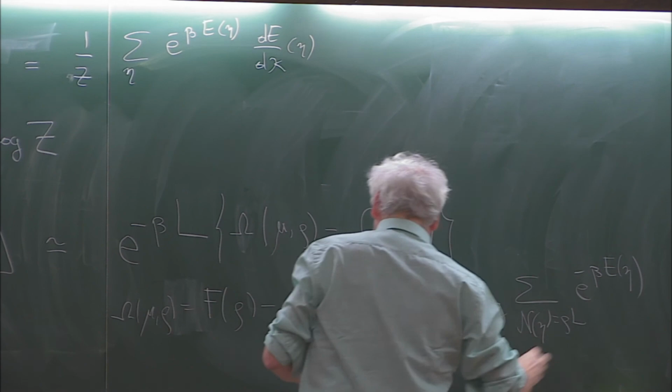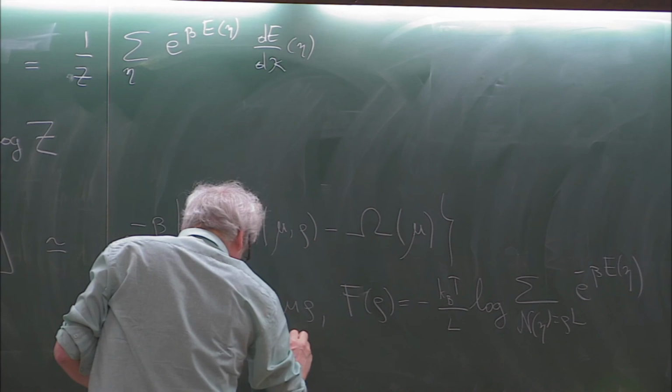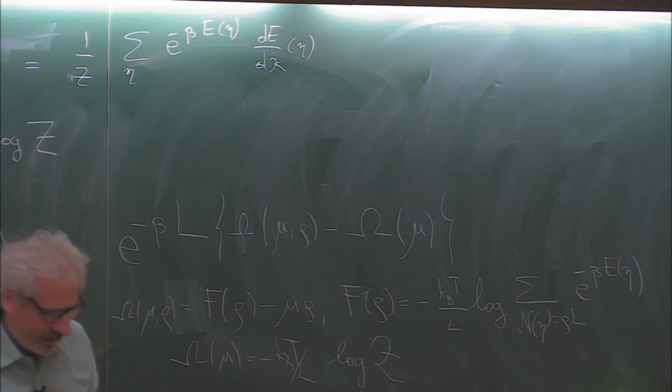And the omega mu is minus kBT over L, the logarithm of the grand canonical partition function. Okay, I think this formula is so important that, even though it takes me time from my main subject, it is good as an introduction to lecture 3 or 4.